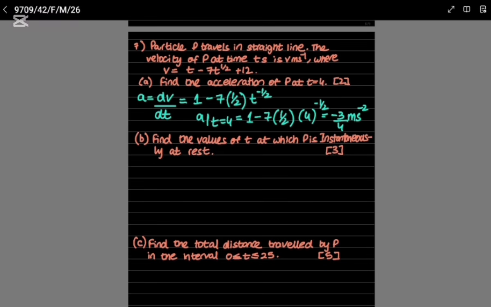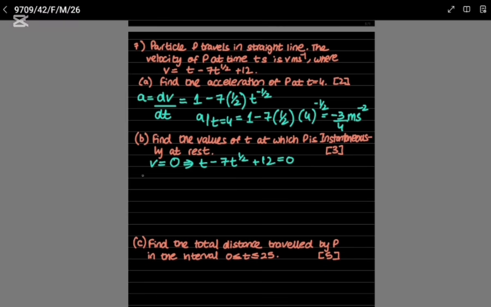Alright. Now part B. Find the values of t at which P is instantaneously at rest. Okay. So what does that mean? You just put v is equal to 0. Alright, so t minus 7 t to the power of half plus 12 equal to 0. Now notice that we can turn this equation into a quadratic and easily solve it.